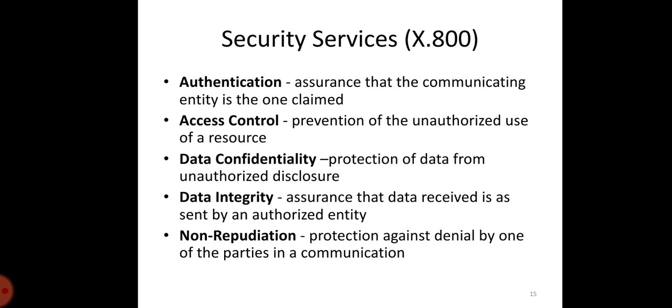Continuation. Security services in X.800. First one is authentication. It is an assurance that the communicating entity is the one claimed. Second one is access control. It is the prevention of unauthorized use of a resource. Third one is data confidentiality. It is the protection of data from unauthorized disclosure. Fourth one is data integrity. Assurance that data received is as sent by an authorized entity. Fifth one is non-repudiation. It is protection against denial by one of the parties in a communication.